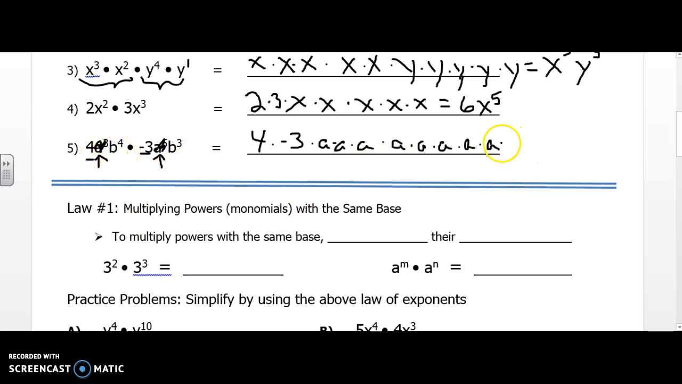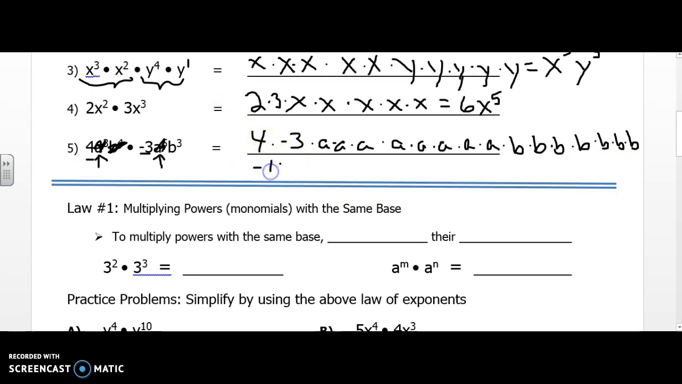So I have b to the 4th. That's going to be 4 b's. 1, 2, 3, 4. You can see how if we had a lot of exponents, this would take a really long time if we had to do it every time. And then over here we have 3 b's. So 1, 2, 3.